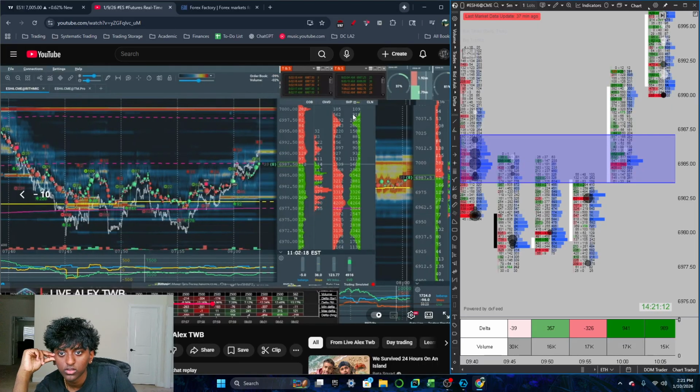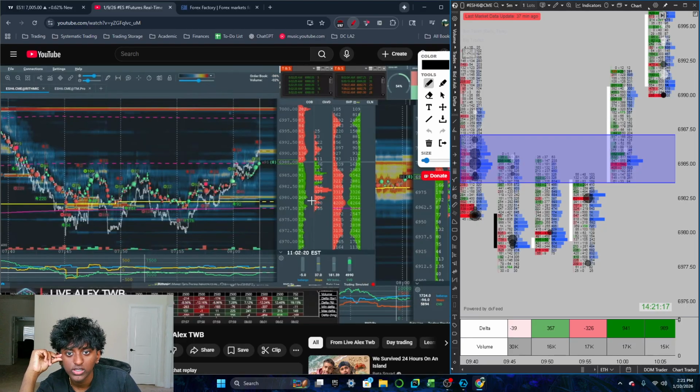8.7.5. We came to this region, so we broke out of that region. We've left all the sellers. We've left all these sellers absorbed. And now we have lots of room to head higher.